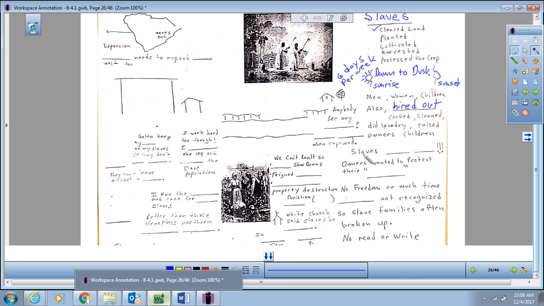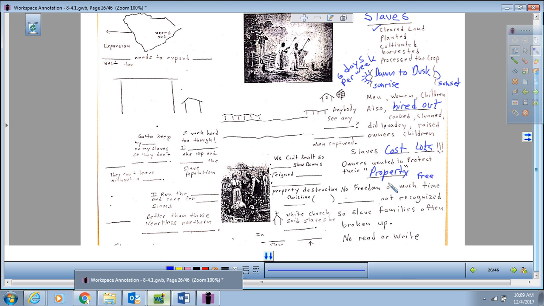Now, as far as the economic value of slaves, what do you think goes there? Slaves, blank, blank. Economic value. They had a high economic value. They cost a good deal of money. And they were the owner's what? Property. Owners wanted to protect their property. Slaves were not given much freedom or much free time.